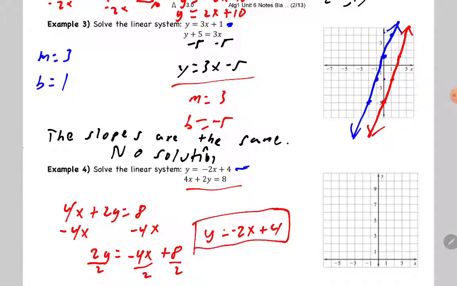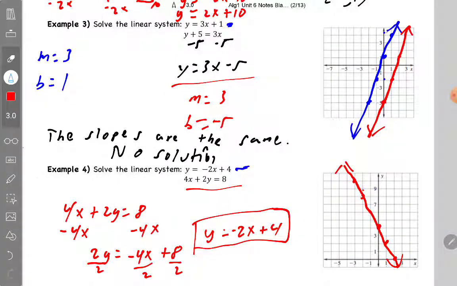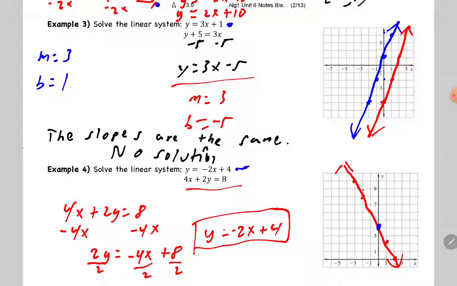But let's look at this red equation here. A slope of negative 2 and a y-intercept of 4. So we go up to 4. Go down 2 over 1, down 2 over 1. Up 2, left 1, up 2, left 1. Okay, let's go to the blue one. Look, you go up 4, it starts in the same place, and it has the same slope. Notice that these two are the same line.